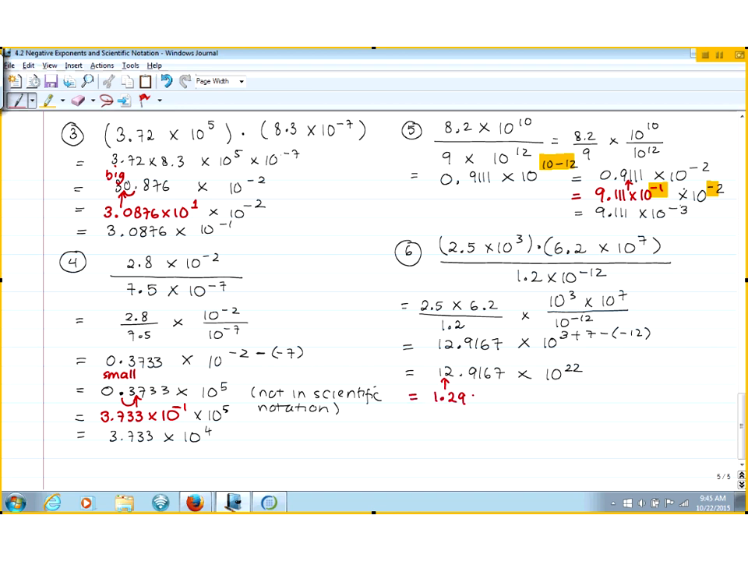Yes. So this is 1.29167 times, is this a big number or a small number? Big. So the exponent is positive. Yeah. So times 10 to the 22. Okay. So this is 1.29167 times 10 to the 23. Woohoo! Okay, we're done.